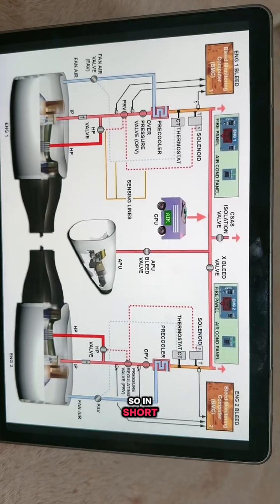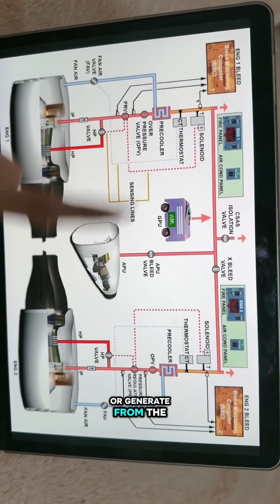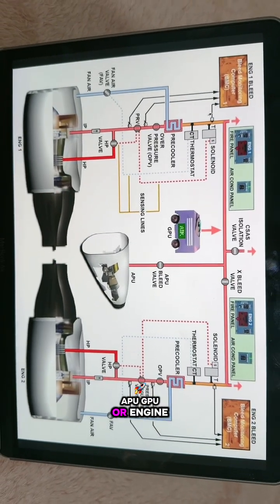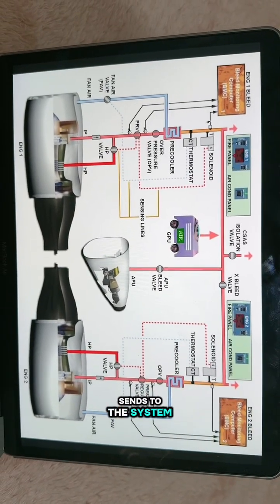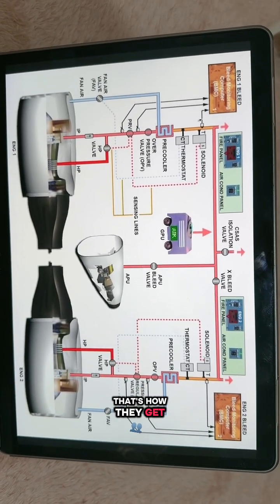So in short, the air you take or generate from the APU, GPU or engine becomes bleed air. And that bleed air is sent to the systems. That's how they get their supply.